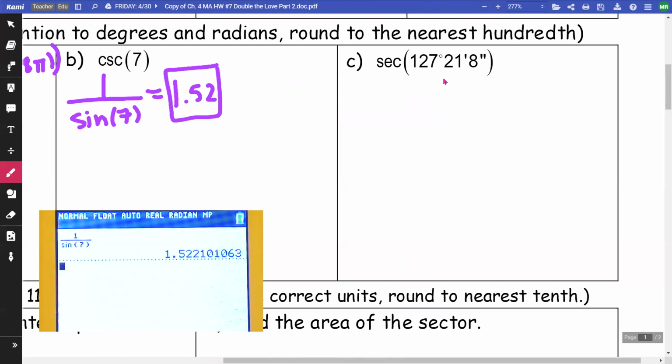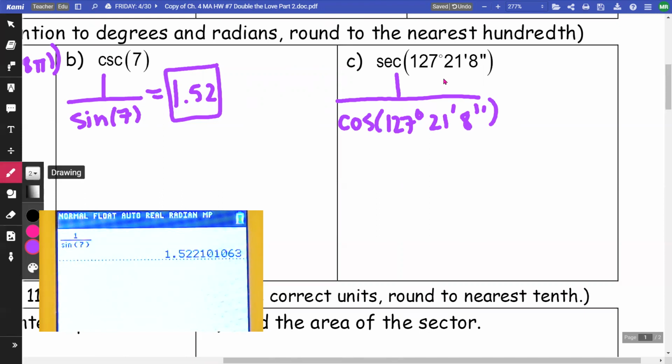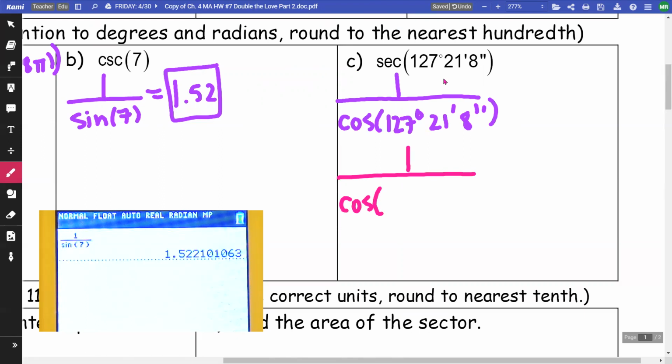So the reciprocal of secant is cosecant, again, as cosine. Remember, C doesn't go with C and S doesn't go with S. So I'm going to go 1 over cosine of 127 degrees, 21 minutes, 8 seconds. I could also type in 1 over cosine of 127 plus 21 over 60.